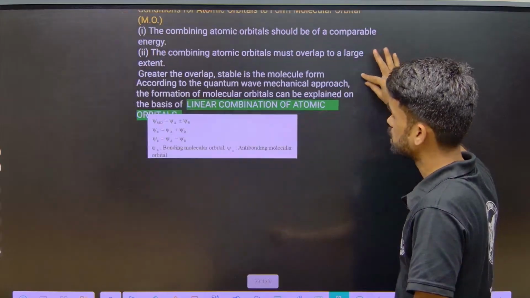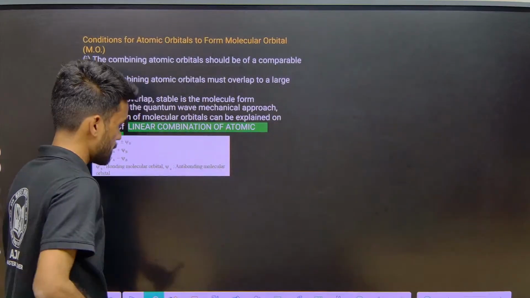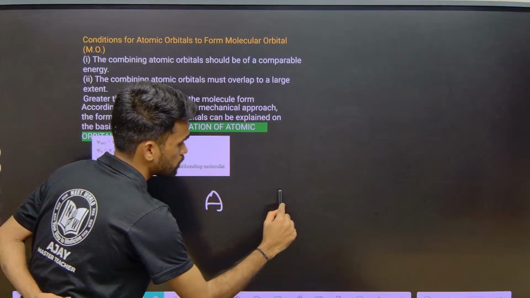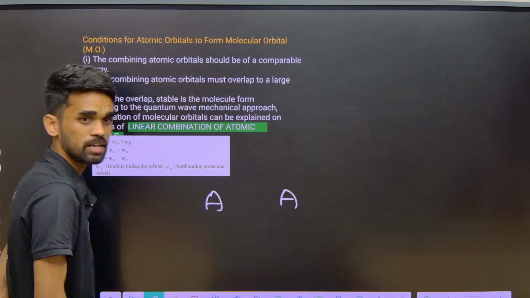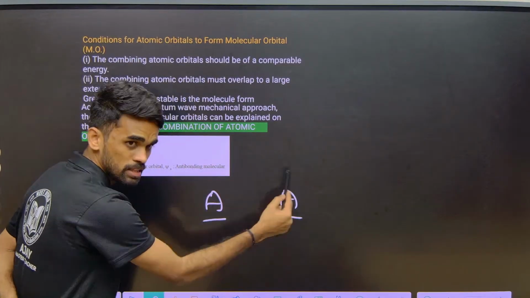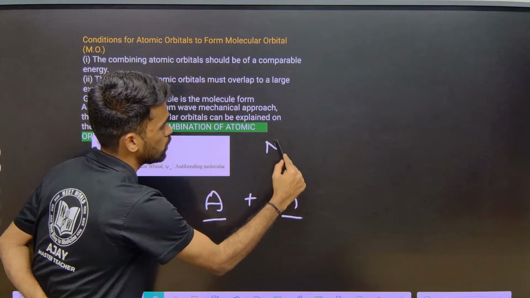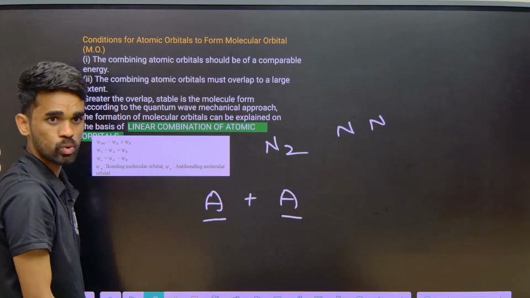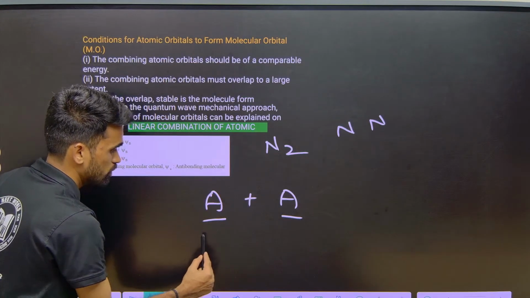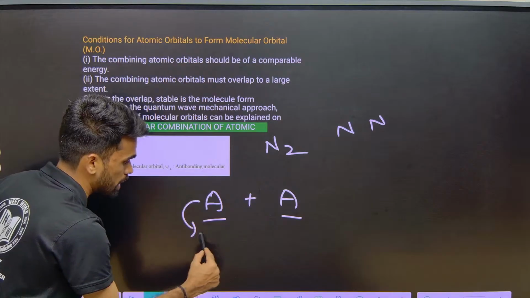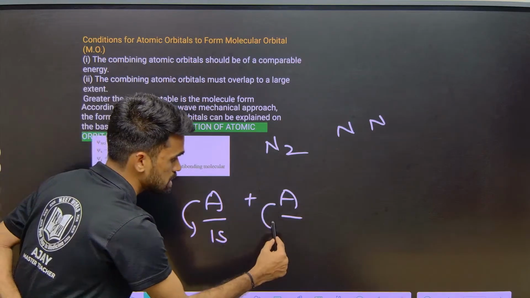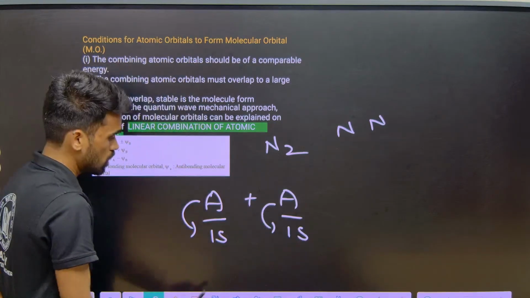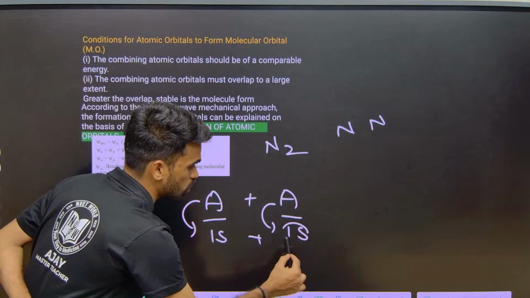So look here. I have two atoms. Let us say atom A and another atom A, like N2 means two nitrogen atoms. A and A are two atoms. For example, the orbital of this atom A has a 1s orbital, and this one also has a 1s orbital. This is a 1s orbital, and this is also a 1s orbital.